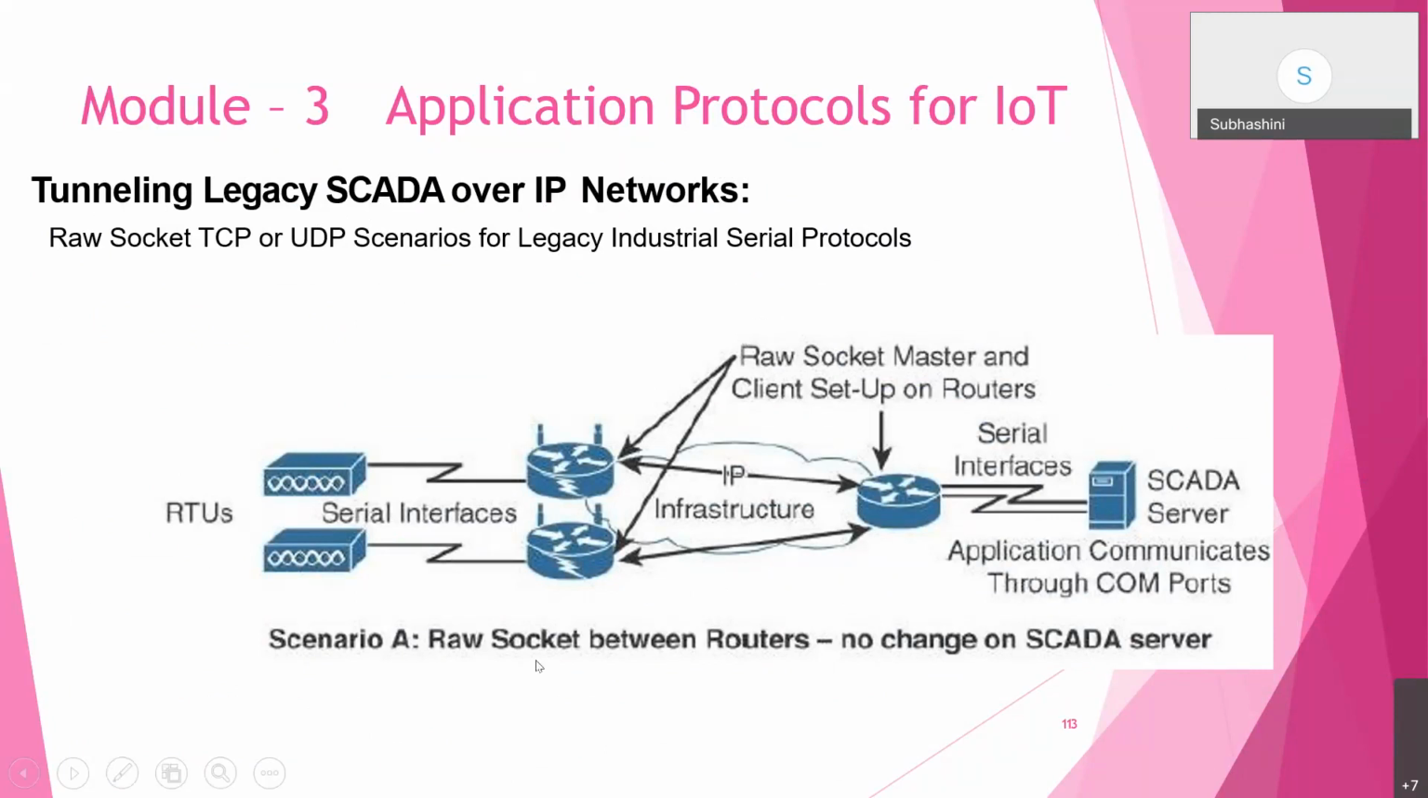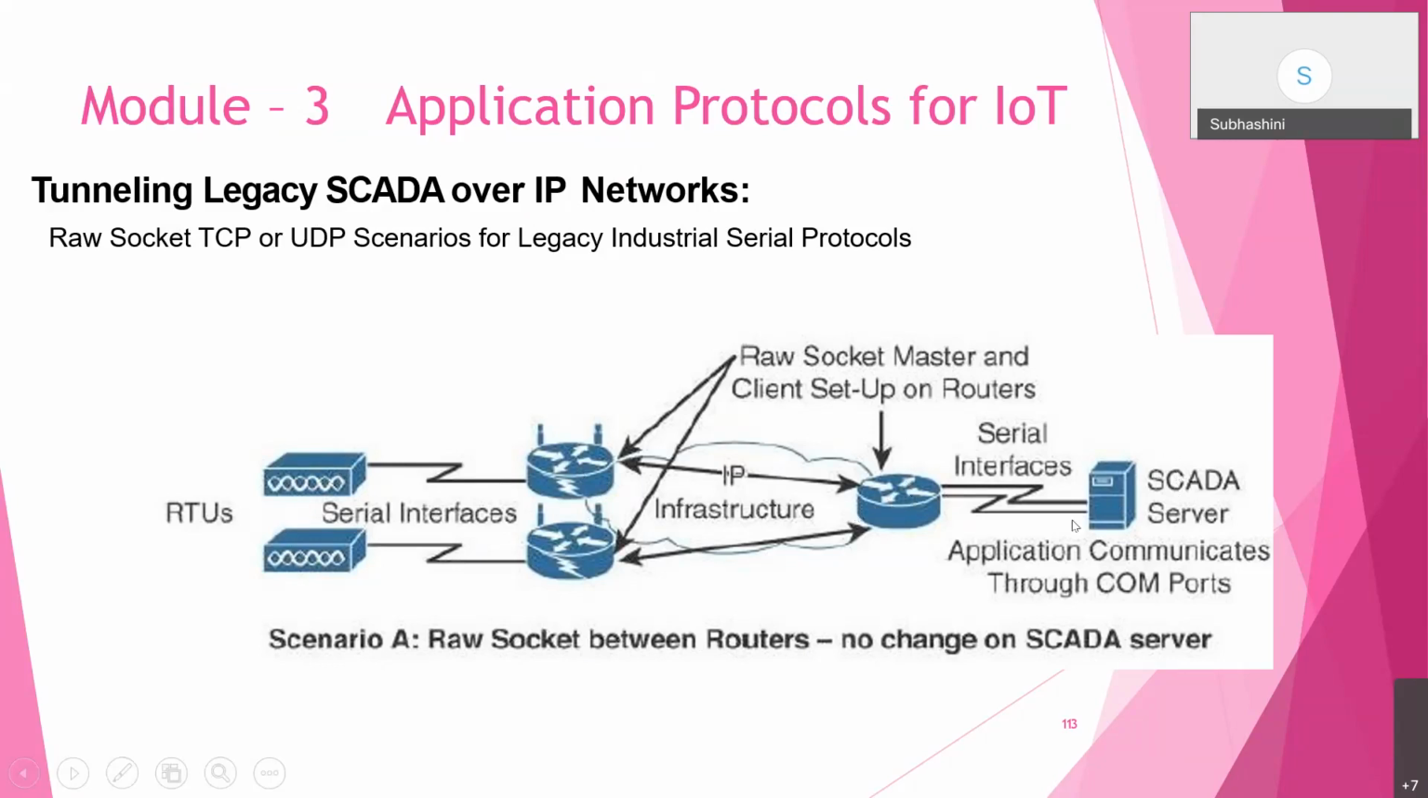The first scenario says you make use of sockets between the routers and perform no changes on the SCADA server. Please observe, on this side we have remote terminal units, which are nothing but sensors. They sense the data and send it to the routers, and from the routers over IP, you send it to the SCADA server. The server is non-IP, whereas these routers are IP. Somehow this data is sent to the IP.